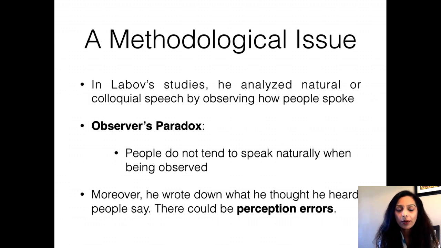So we were talking about Labov and his New York department store study in the last lecture. One of the methodological issues with that kind of methodology is called the observer's paradox. That is, when you observe a person and ask them to talk and write down what they are saying, it is difficult because the person is not speaking naturally when they know they're being observed. There could also be perception errors because Labov was relying on what he thought the person was saying, and that's tricky.